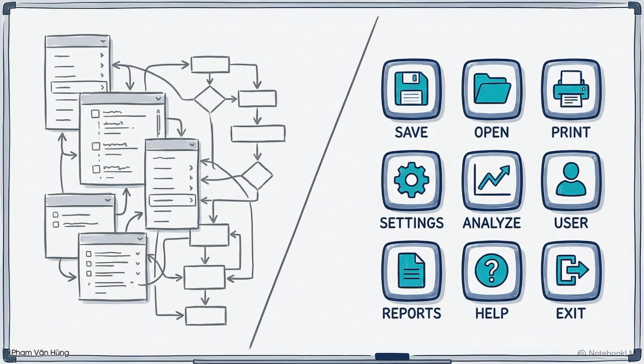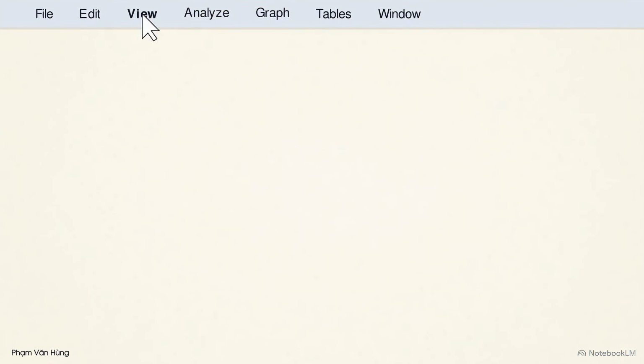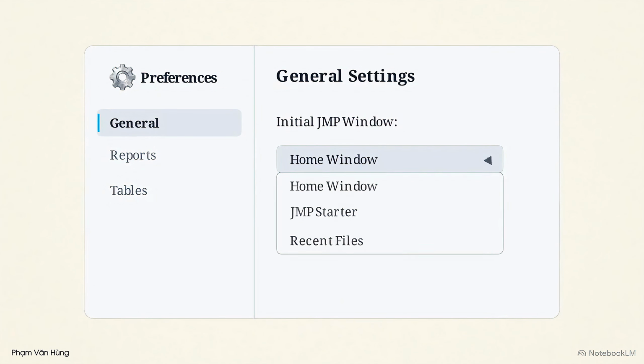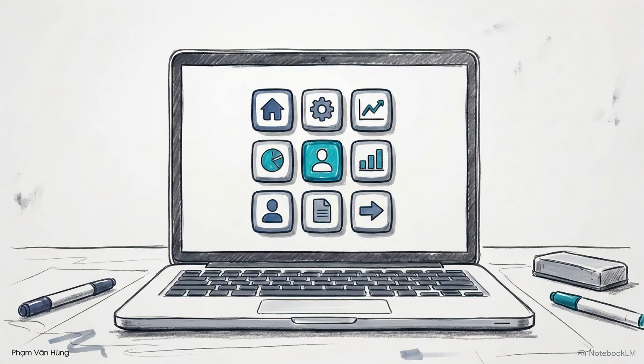Navigating complex dropdowns causes menu fatigue. The JMP Starter window bypasses that completely. It replaces nested lists with a clean, categorized grid of large, clickable command buttons. You can open it right from the View menu. You can set this as your default control center. Go into your General Preferences and select the JMP Starter as your initial window. Now it will open automatically every time the application launches.